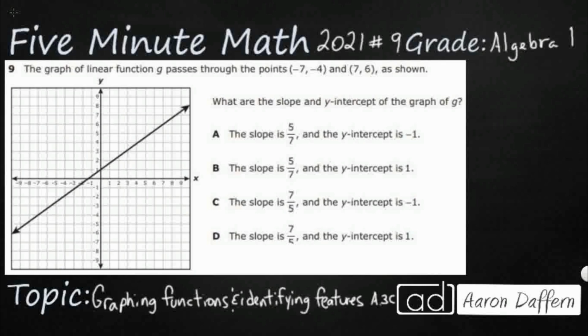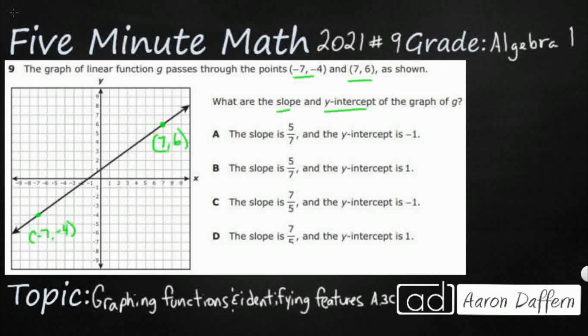So we have a graph of a linear function g, and even though we have the graph, they do go ahead and give us 2 points. So let's go ahead and take a look at those two. So -7, -4. All right, so we can plot that. And then 7, 6 is going to be right up here. All right, so we've got 2 points. What are they asking us? They're wanting to find the slope and the y-intercept.